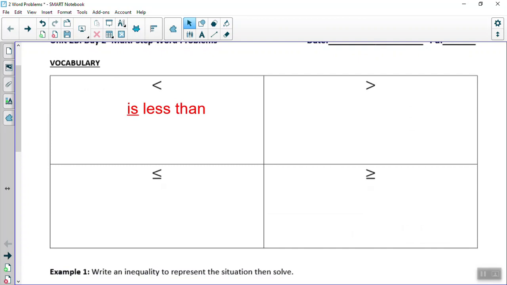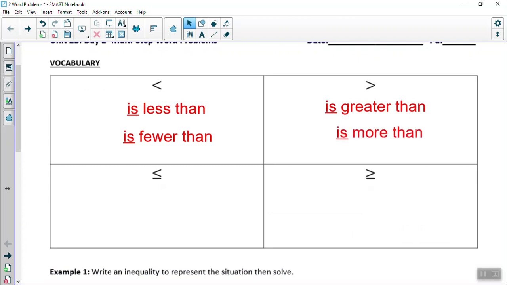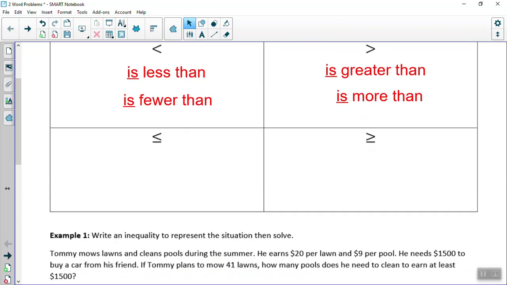And it's important to recognize the word "is." If we don't have the word "is" and it's just "less than," then that generally means subtraction when we are translating. But if we put the word "is" in front of it, now it means the less than symbol. Same with "is fewer than." Come over to this one, and this symbol is greater than or more than. So again, if we add in the word "is," now it's indicating this symbol and not addition. And same with "is more than."